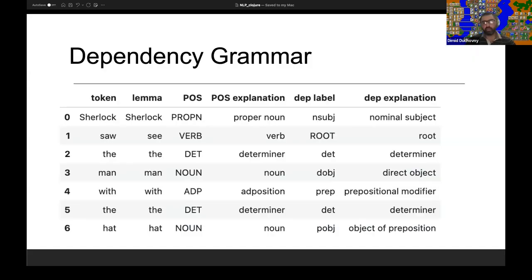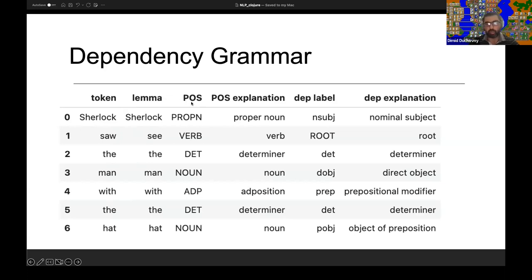Okay, so this table was created by a library called spaCy, which Danny will introduce shortly. Basically, we can see for every word here, here's the original sentence: Sherlock saw the man with the hat. I changed it a bit to avoid ambiguity. And for each such word, we can see its lemma. The lemma is the way the word appears in the dictionary. We'll talk soon about lemmatization.